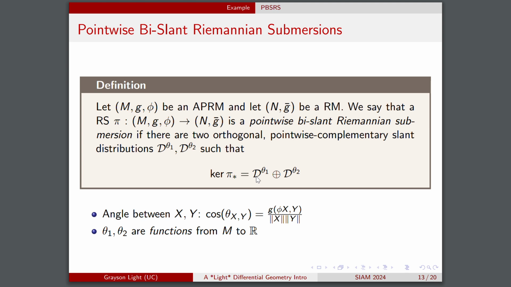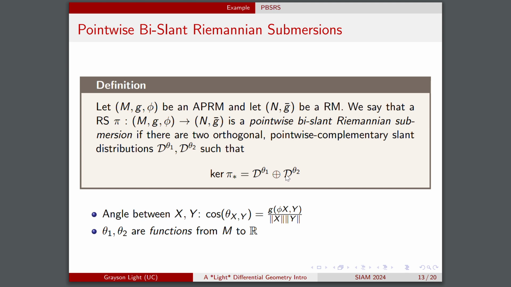This is a generalization of already existing submersions in the literature, where, say, one of these distributions has dimension 0, or they have specific values, like maybe theta 1 is 0 or pi over 2 or something. Maybe both of these distributions exist, but they're both constants. These angles are both constants.